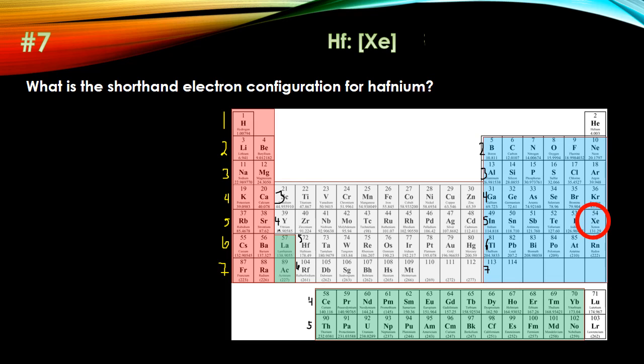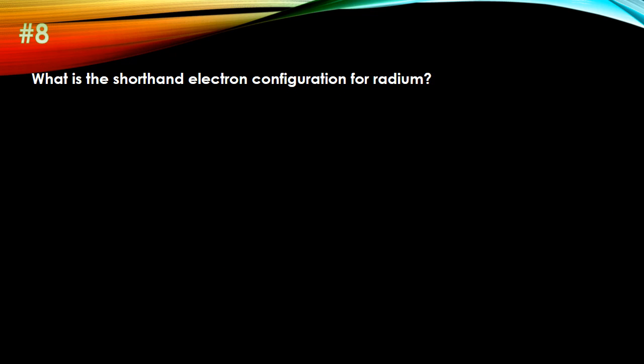Okay, now that we have that done, we need the shorthand. We've got xenon. After xenon, reading left to right, we have 6s2. Then, because this one's really part of the f block, we have 4f14. And Lu is part of the d block, so we have 5d2. And we're done. Try giving number 8 a try by yourself.